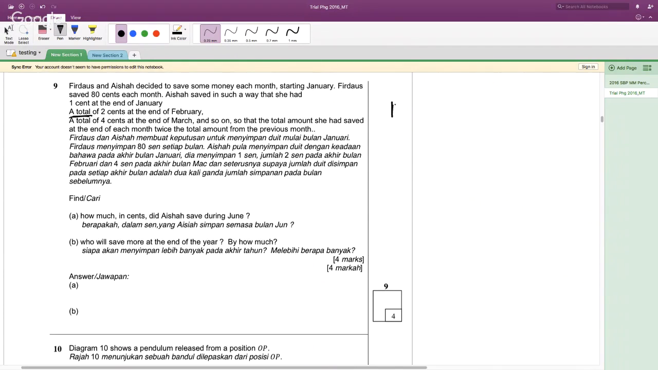So for A, you should have a progression which is 1, 2, 4, and then it continues.